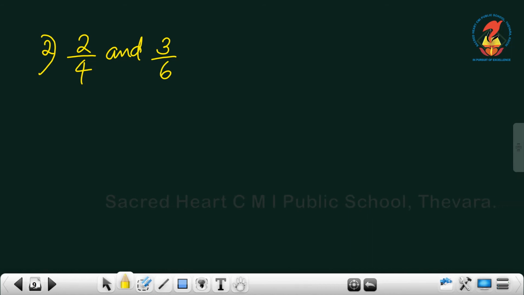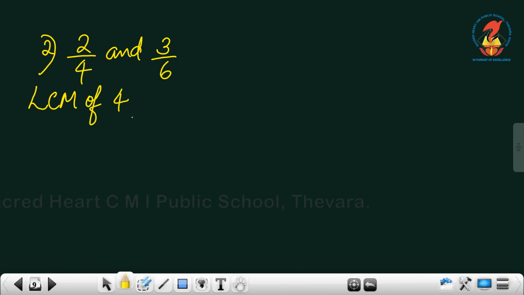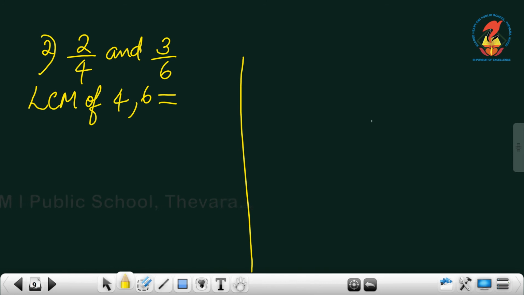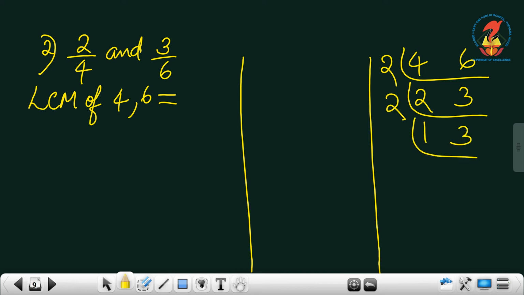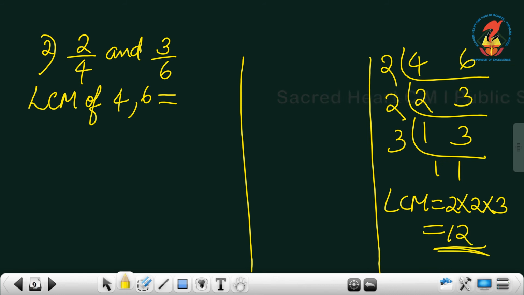2 by 4 and 3 by 6. Here the denominators are different. So what is the first step? The LCM of the denominators, LCM of 4 and 6. What is the LCM of 4 and 6? Again by division method, take the smallest prime number which will divide at least one of the numbers. 2, 3, then 2, 1, 3, again 3, 1, 1. So what is the LCM? 2 into 3, what is the answer? 4 3s are 12. So we got the LCM as 12.